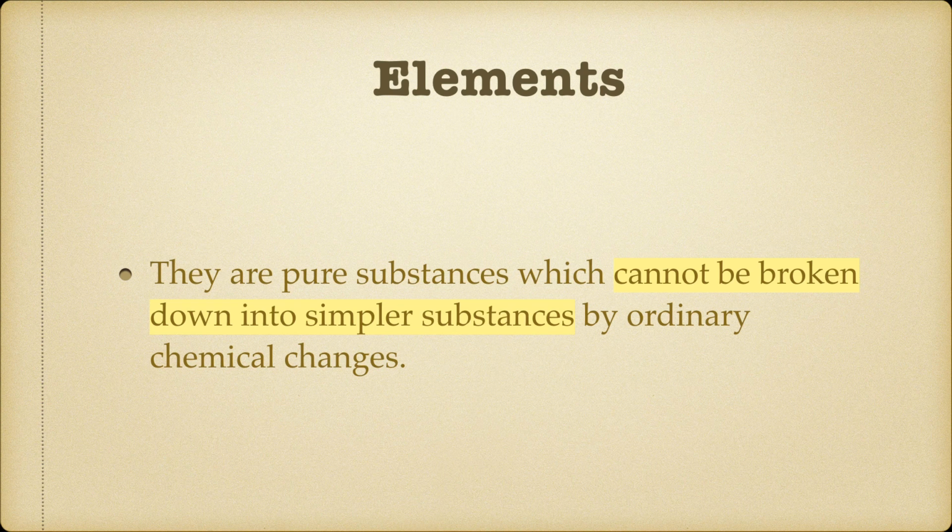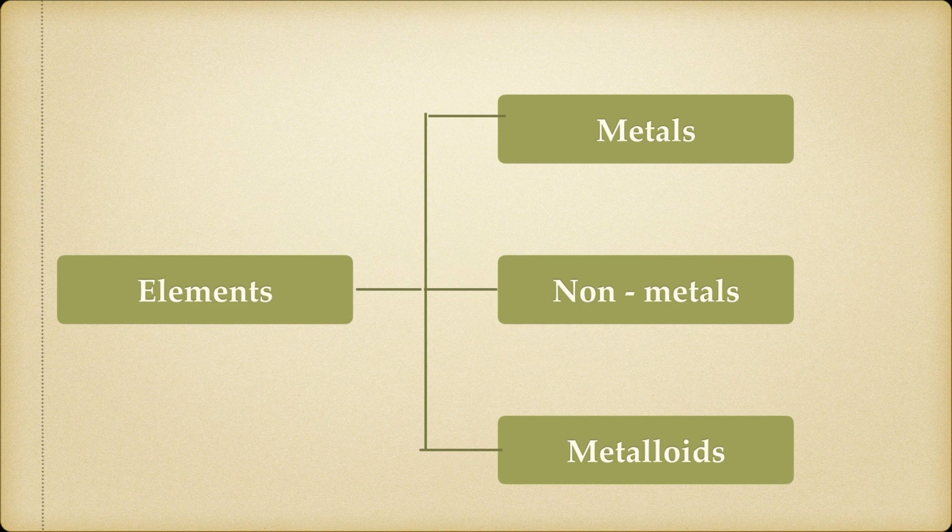So always remember this thing, very important, because you are going to learn about the periodic table where we'll be seeing 118 elements. Okay, so elements are the ones which cannot be broken down into simpler substances. Now we are going to see the further classification of elements.